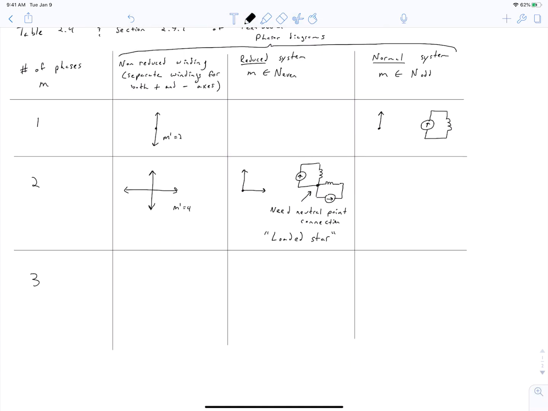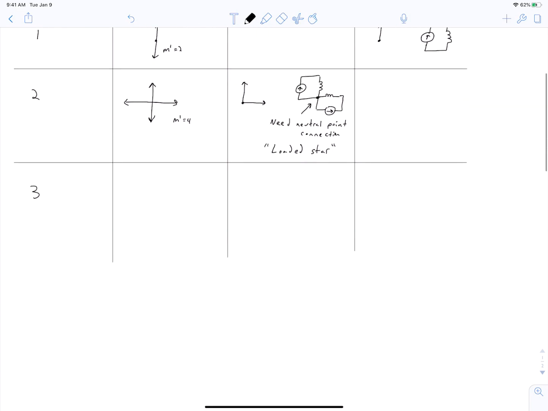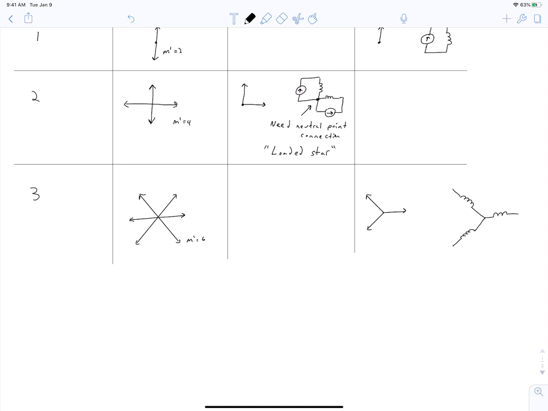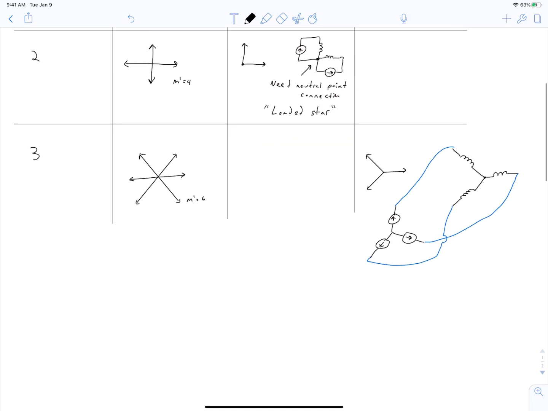Next, we'll categorize our system that we've been talking about all along, which is a 3-phase motor system. And so when we draw the non-reduced winding, we again end up with 6 phasors. And since m is an odd number, this is a normal system. And in this case, we do not need any connection to the neutral point. We can have a neutral point for the power source, which is independent of the neutral point for our load. And this is then called a non-loaded star.